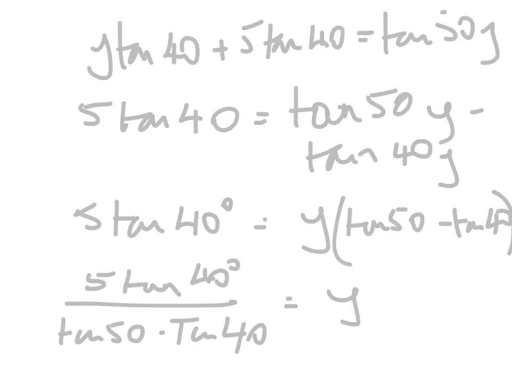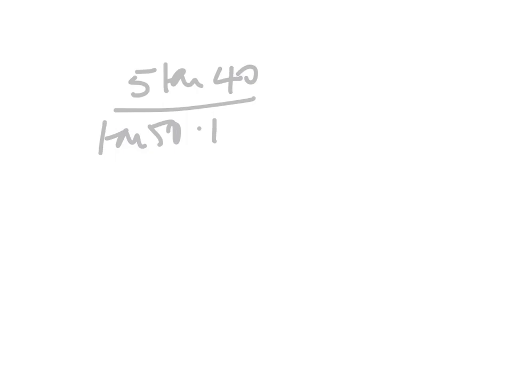Please don't make the mistake that students make of thinking, if it's tan 50 take away tan 40, I can just do tan 10. No, it doesn't work like that. So let's go to page 11: 5 times tan 40, divided by tan 50 minus tan 40. Is it multiply or minus? Minus.